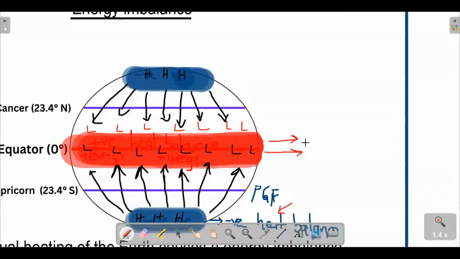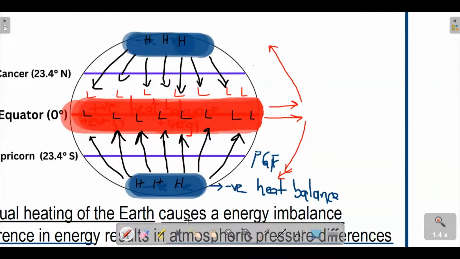And when it rises up, what happens is that it separates at higher atmosphere, or at higher altitudes, I mean. It separates, we say that it diverges, guys. It separates, it diverges and moves towards the poles. It is moving towards the poles and hence transferring this heat energy towards the poles. Now the poles will receive this energy, okay?